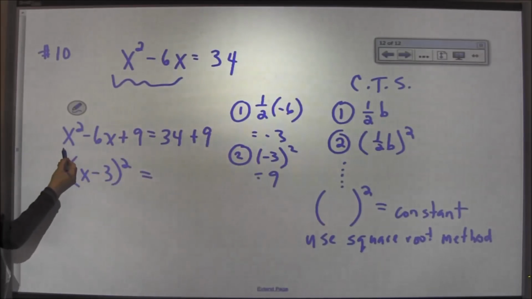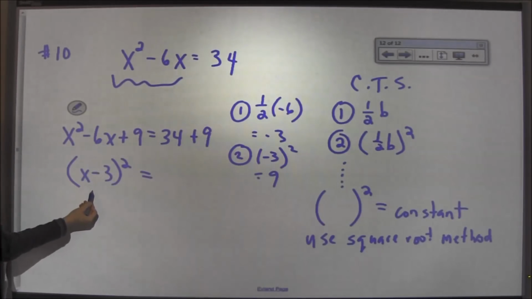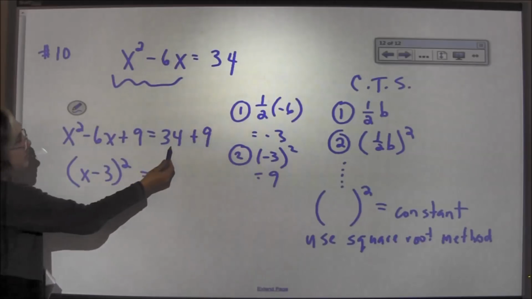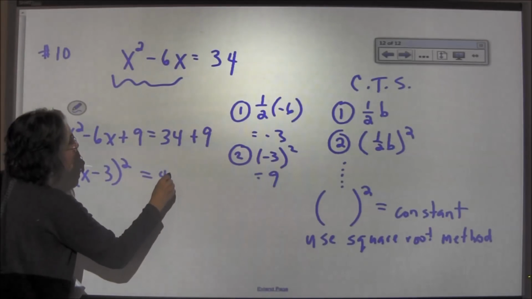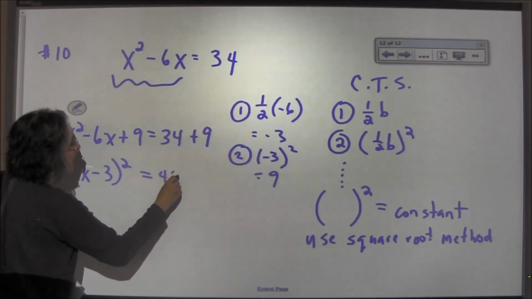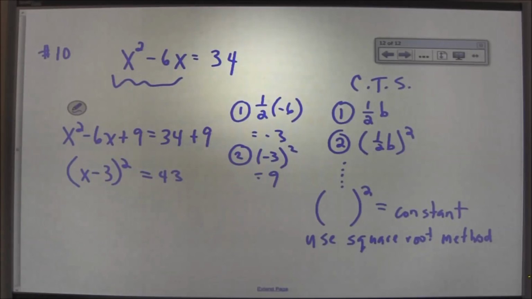So I've written the perfect square trinomial. I've written it as a binomial squared. I'm going to just add these two. That's 43. Thank you. That's 43.